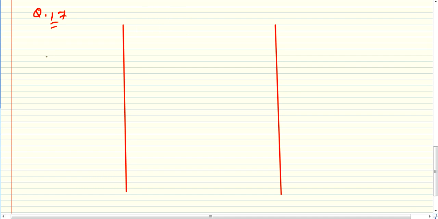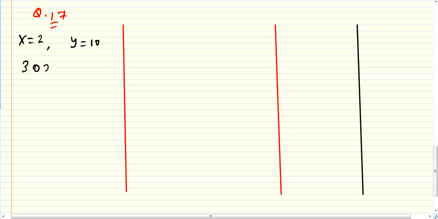So x equals 2 and y equals 10 is given to us, and we have to find: first is 30xy, second is 50xy square, third is 10x whole square, and the fourth one is 5y square.